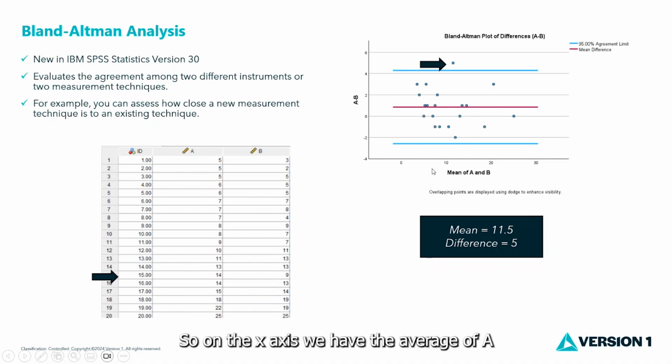So on the x-axis, we have the average of A and B plotted against the difference. So the difference is on the y-axis. Also, when you look at this plot, you will see that there are blue lines. These are the 95% agreement limit lines. And then in the center, we have the mean difference line here in red.